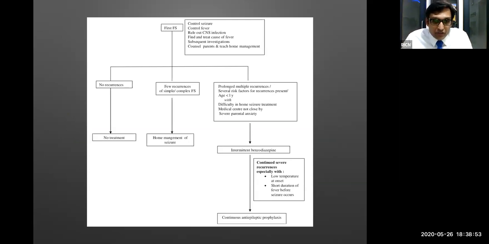So this is just a flow chart and a recap of what I've said. So you've got a first febrile seizure, you control the seizure, you control the fever, you rule out CNS infection. Then you start thinking about no recurrences. The patient doesn't present again with a recurrence, no treatment required. Few recurrences, explain the home management of seizures, not to panic, what to do at home. And then there is this third category where patients might have multiple recurrences and have risk factors, which you would then think about intermittent benzodiazepine, and if that fails, continuous anticonvulsant, sodium valproate, as I mentioned.